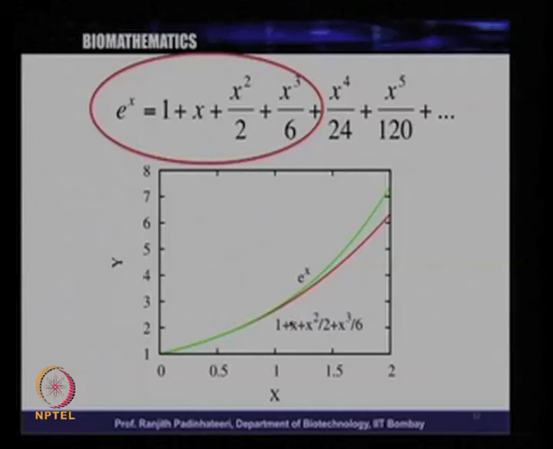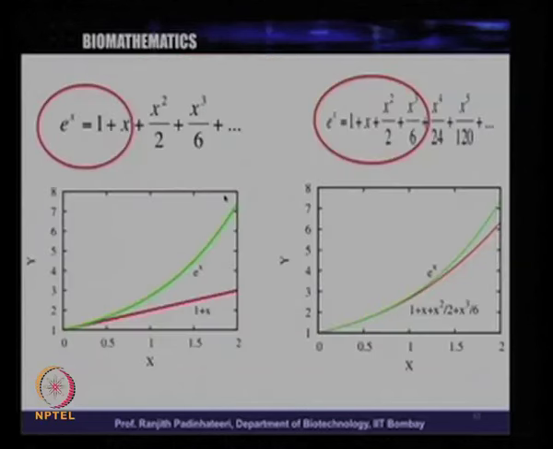So, one could write again that e power x is approximately equal to 1 plus x plus x square by 2 plus x cube by 6. And the approximation is better here because we took more terms. Previously, we had only 2 terms, and here we had 4 terms. So, let us compare these 2 approximations.